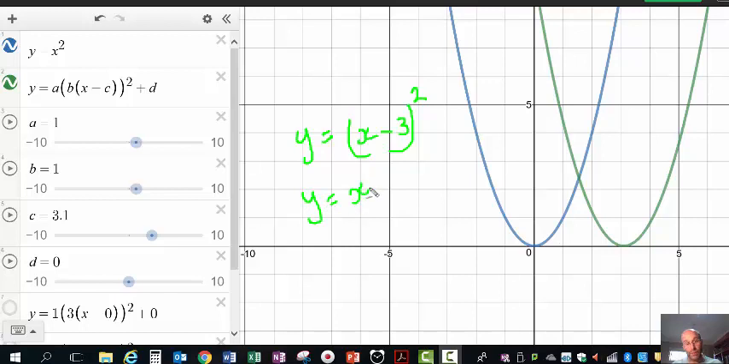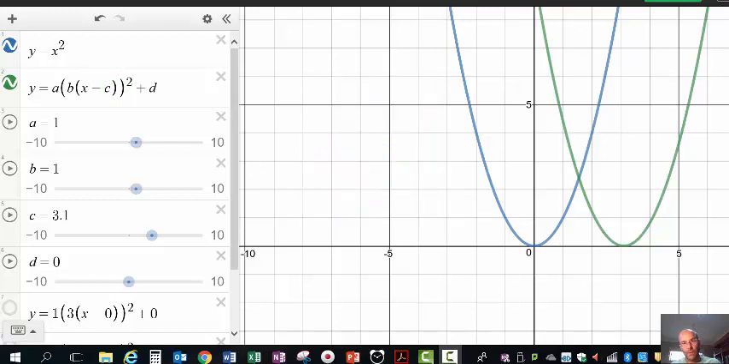What would y equals x plus 3 all squared look like? Well, for that to happen, we have to get a plus in there, we have to minus a negative. So we would have to have c set to negative 3. So that would be the case of c equals negative 3, and that would be the case of c equals 3.